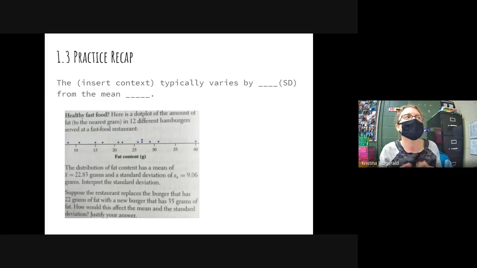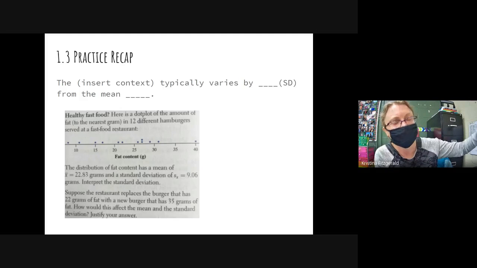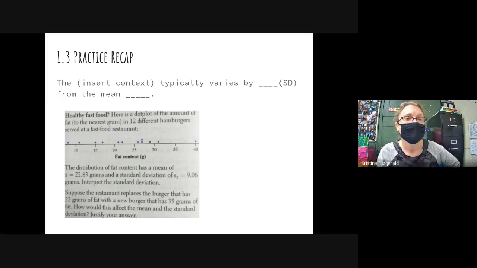To interpret it, we want to use the sentence as the safest one to make sure you don't interpret anything incorrectly and get docked for it on the AP exam. So this says insert the context. In our case, we would say the amount of grams of fat in a hamburger typically varies by 9.06 from the mean of 22.83. And that's it. So that's interpreting standard deviation. It's, on average, how far your data points are from the average. So the bigger the standard deviation number, usually the more spread out your data. The smaller it is, the more compact your data.